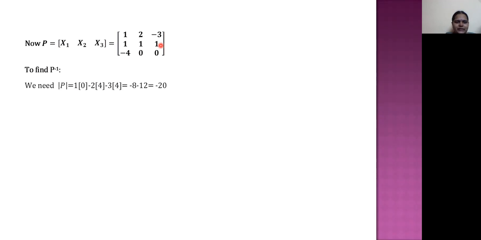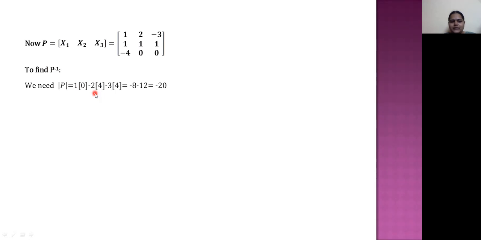To find the determinant of P, let us take the first element: 1 into (0 minus 0 into 1), which is 0. Now take the second element, minus 2 into (1 into 0 minus 1 into minus 4), which is minus 4, so it will become plus 4. Then here it is minus 3, so minus 3 into (1 into 0 minus 0 plus 4). That is what we got, which is minus 8 and minus 12.